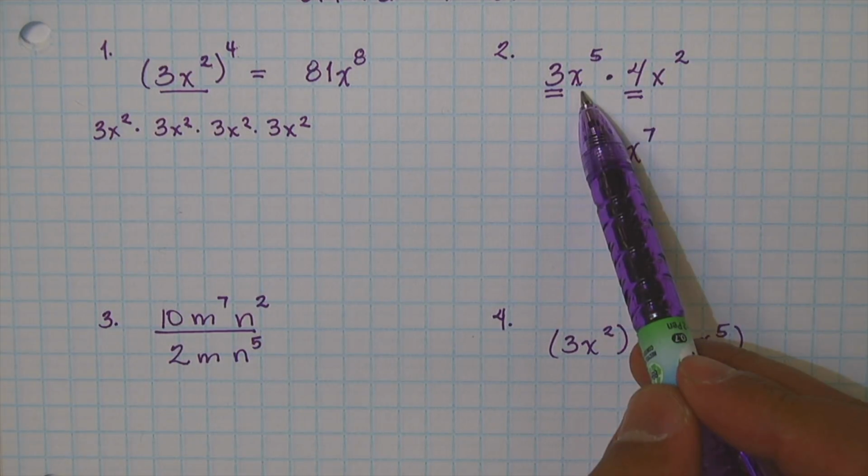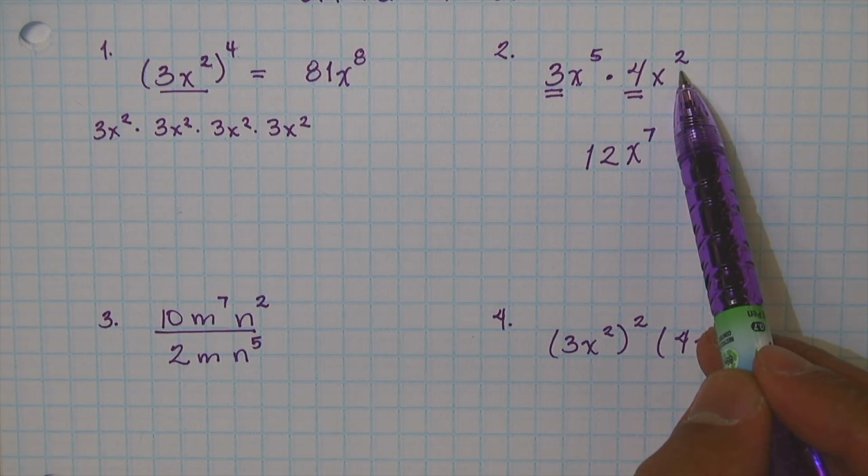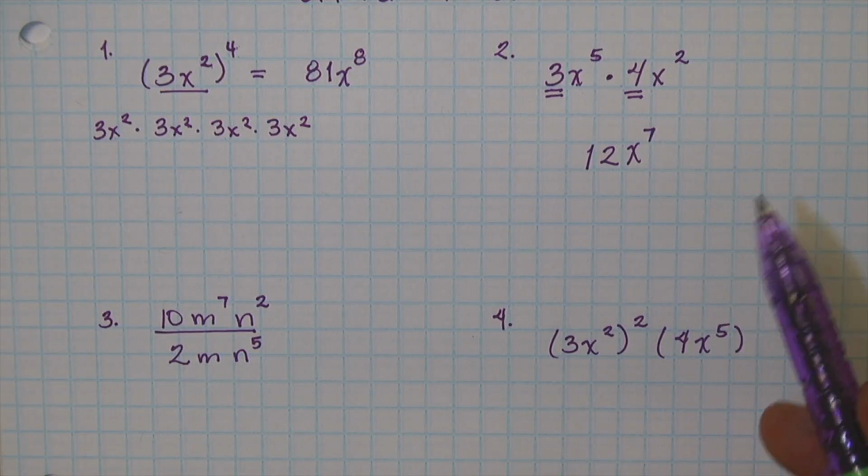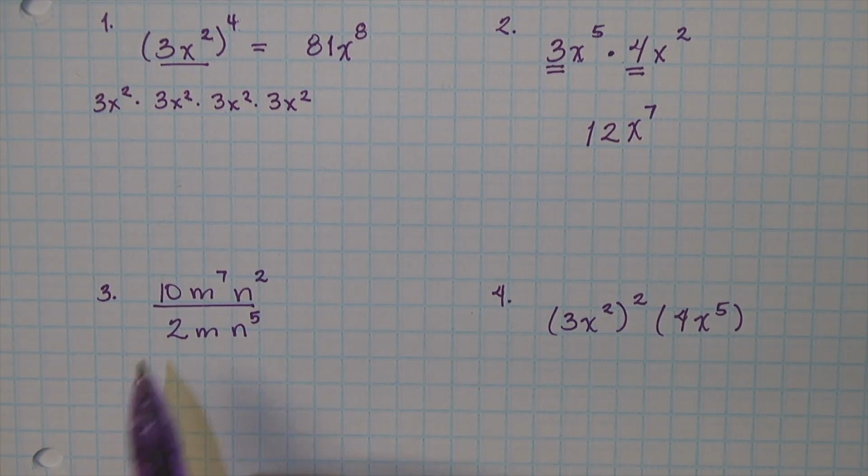Just think out loud. How many x's do you have here? Well, 5. How many do you have here? 2. Well, what's the total? 7.